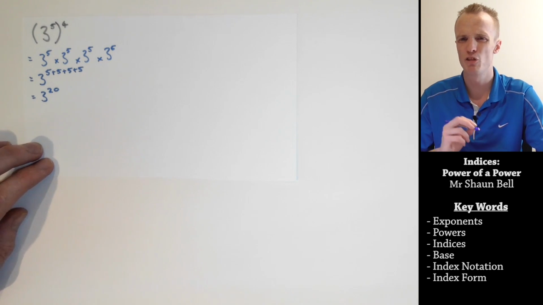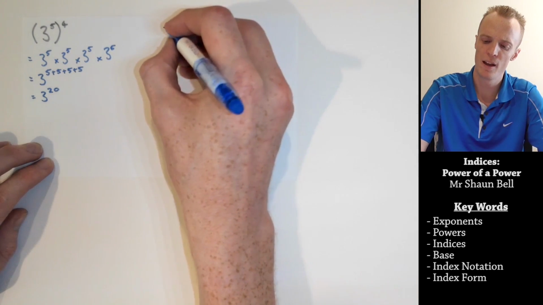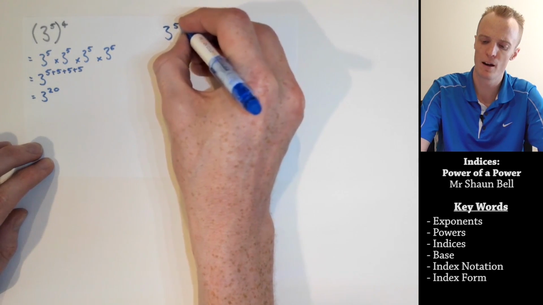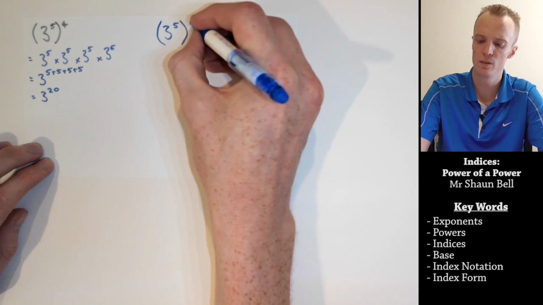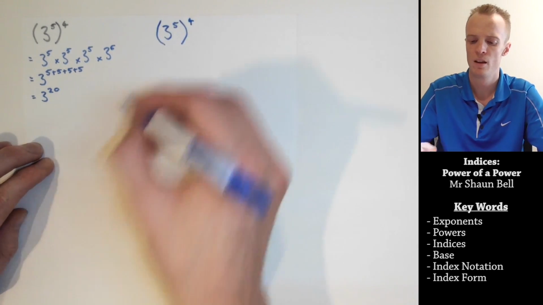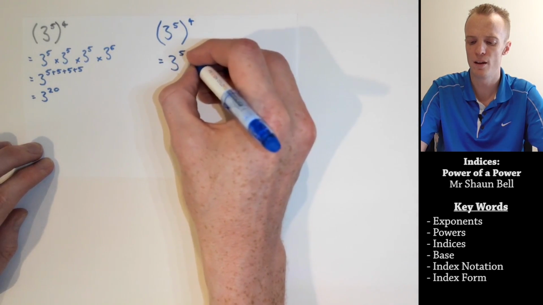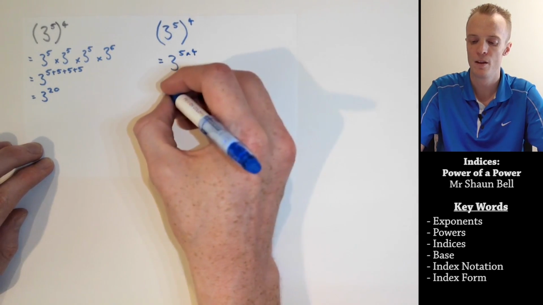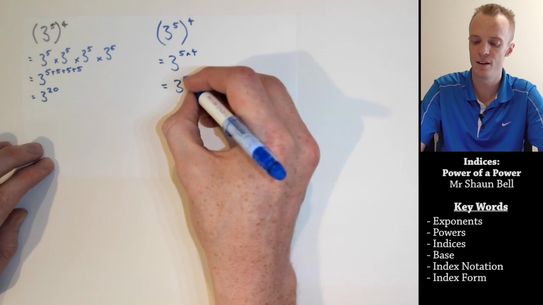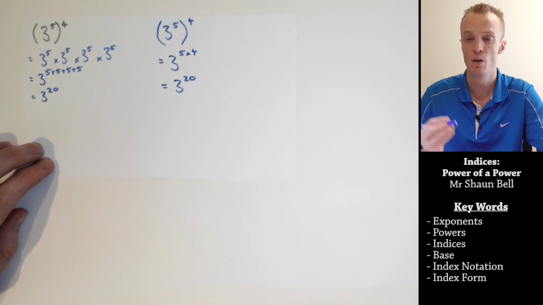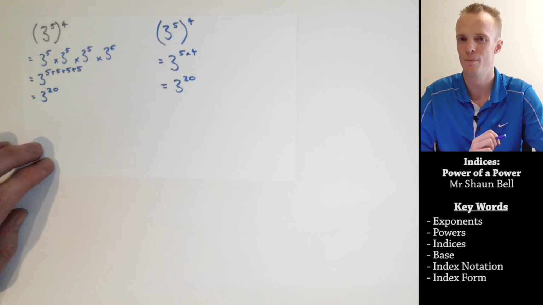But let's try what we did before. Well, we had 3 raised to the power of 5 all to the power of 4. If we take that same base and multiply the exponents together, we end up with 3 to the power of 20, which is what we had before.